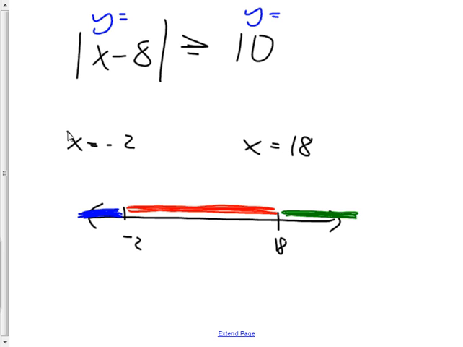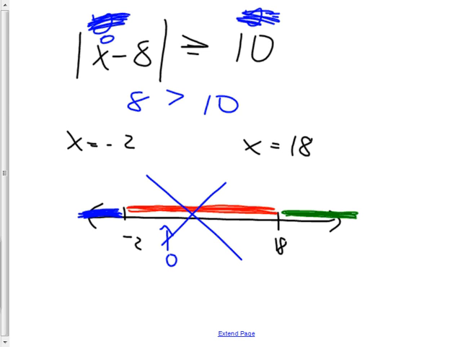You can pick a number that's in that zone. Do you get that between -2 and 18 there's a number in there that'd be a nice and easy one to work with? 0 is a nice number. I'll try 0. I just want to know if it works or not. So I'm going to put 0 in this equation, right here. Then I'd have 0 minus 8, which would be -8. Absolute value of that is 8. Is 8 greater than 10? No. So clearly this does not work. I checked that interval and found out it didn't work.